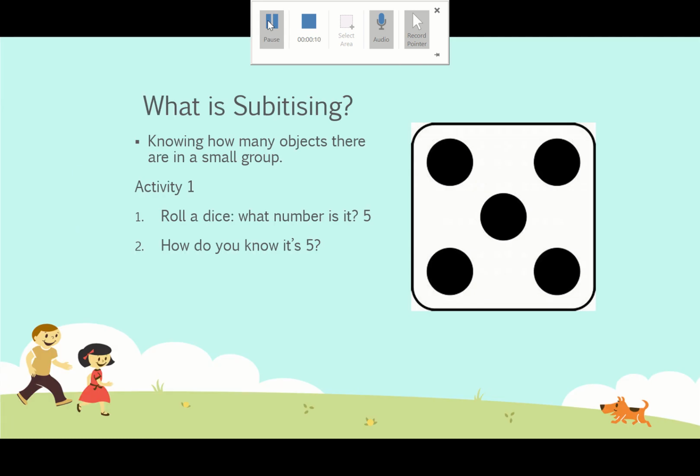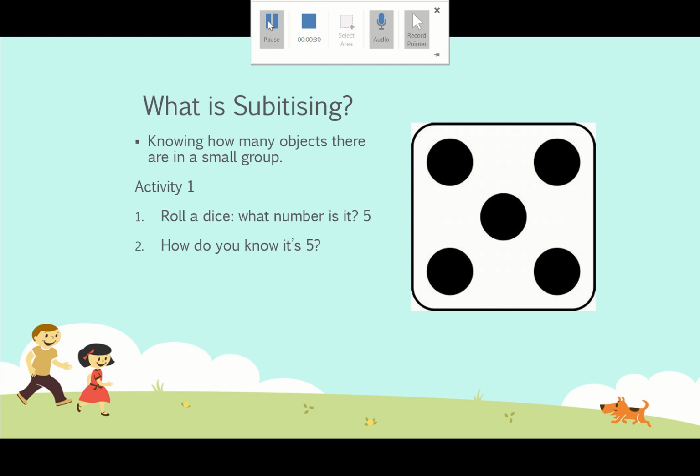What is subitising? Well, it's basically being able to count how many objects are there in a small group without actually counting them individually. So it's looking for those patterns, looking for that pattern recognition, and also using the composition of numbers, and it reinforces those number bonds. So let's look at an example of that just now.